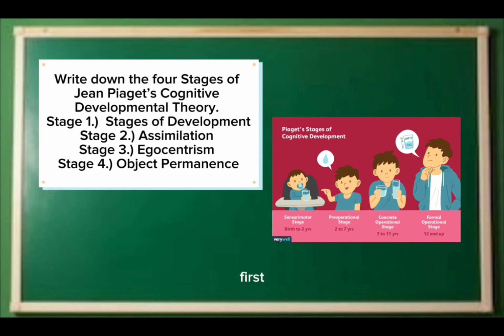First, we have the stages of development, which include adolescence, early childhood, early adulthood, late adulthood, infancy, and toddlerhood. We have also the infant, toddler, adult, pre-operational stage, or middle age, young adult, sensorimotor stage, adolescence, and emerging adulthood. Number 2, assimilation. Next, we have egocentrism, and 4 is object permanence.